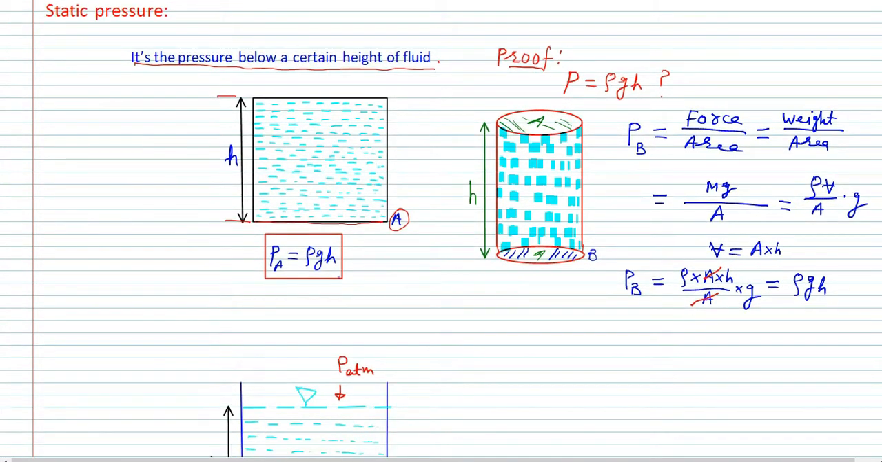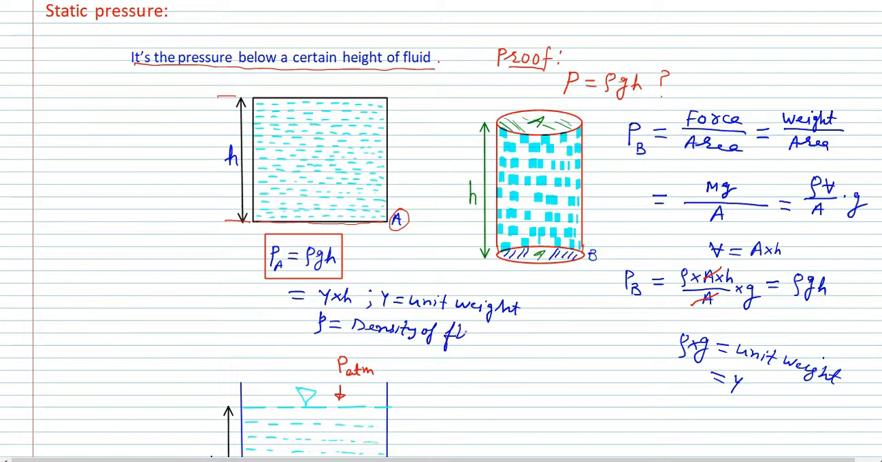Okay, that's why I write here rho g h. Now what is rho g? Rho multiplied by g is the unit weight, and we denote it as gamma. That's why we sometimes write this as gamma multiplied by h, where gamma is unit weight. Rho is the density of fluid. g, we know it is acceleration due to gravity, right? Which value is approximately 9.81 meters per second squared.